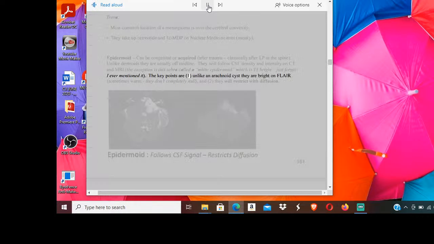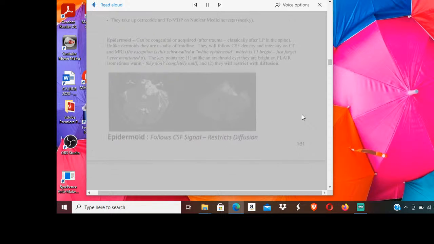The key points are 1, unlike an arachnoid cyst they are bright on FLAIR, sometimes not completely nulled, and 2, they will restrict with diffusion. Epidermoid follows CSF signal, restricts diffusion.